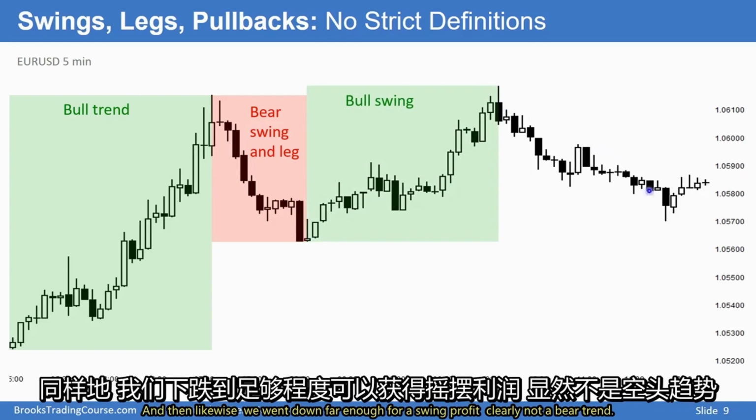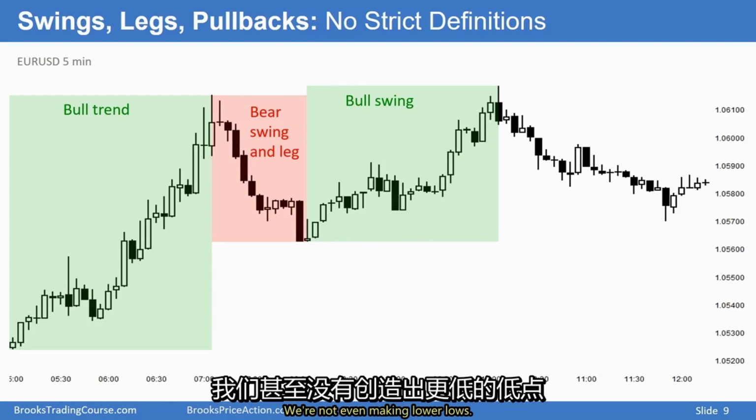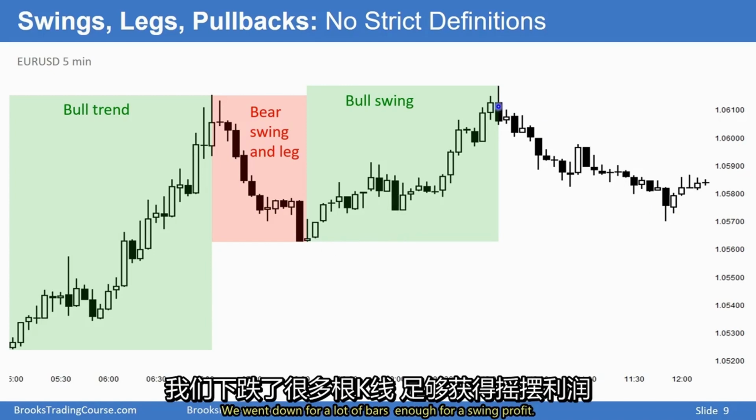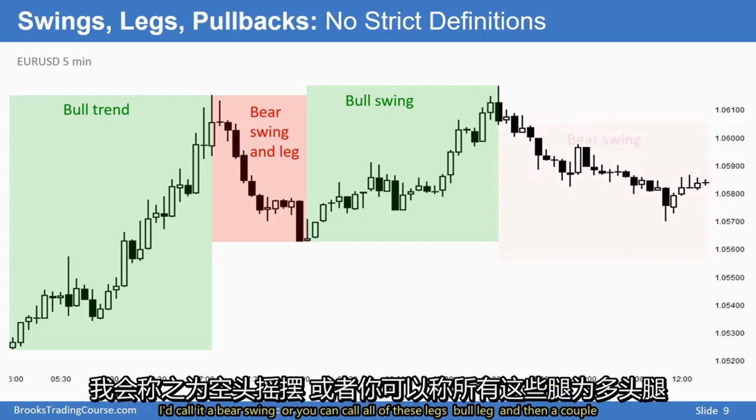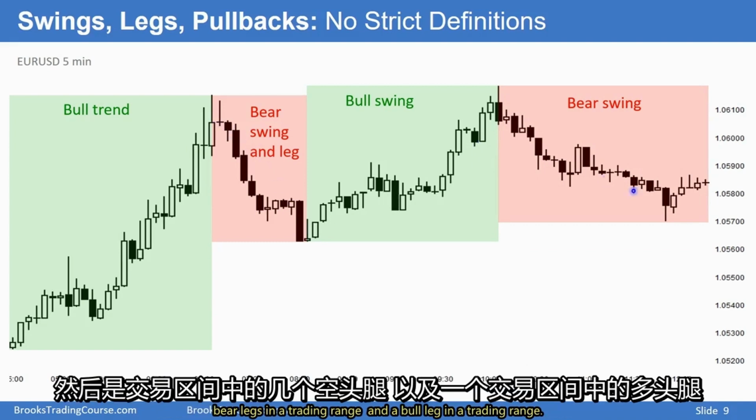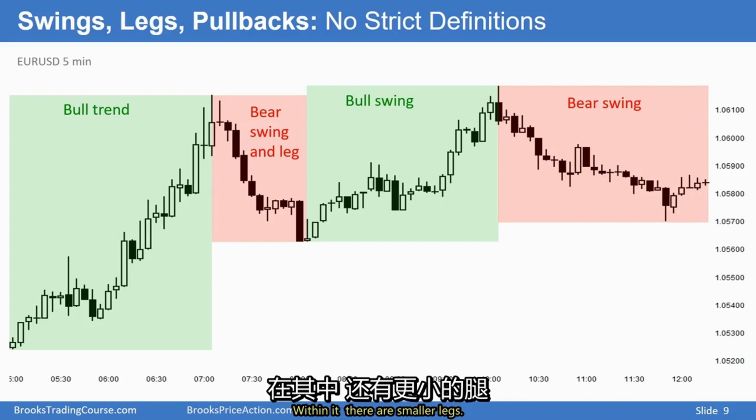And then likewise, we went down far enough for a swing profit. Clearly not a bear trend. We're not even making lower lows. We went down for a lot of bars, enough for a swing profit. I'd call it a bear swing. Or you can call all of these legs, bull leg, and then a couple bear legs in a trading range and a bull leg in a trading range. And they subdivide. Within it, there are smaller legs.